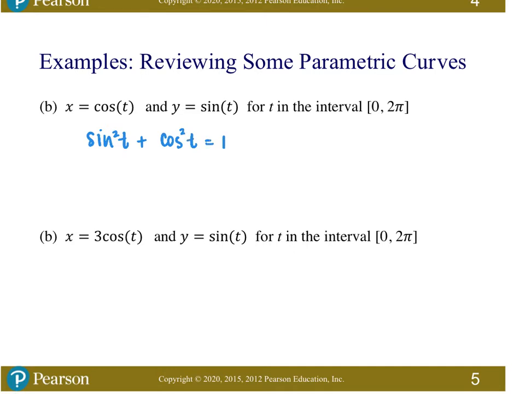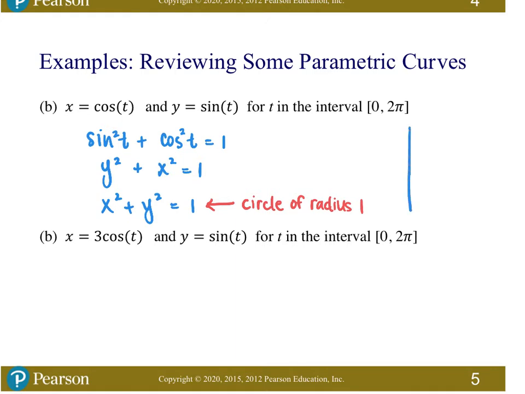Well, if sine squared of t, we could replace that with y squared, and cosine squared of t with x squared. And so then we get the Cartesian equation, which is more commonly recognized as x squared plus y squared is 1, which is a circle. And this circle has radius 1. And we're looking for time to be on the interval of 0 to 2 pi, which is a full rotation of this circle.